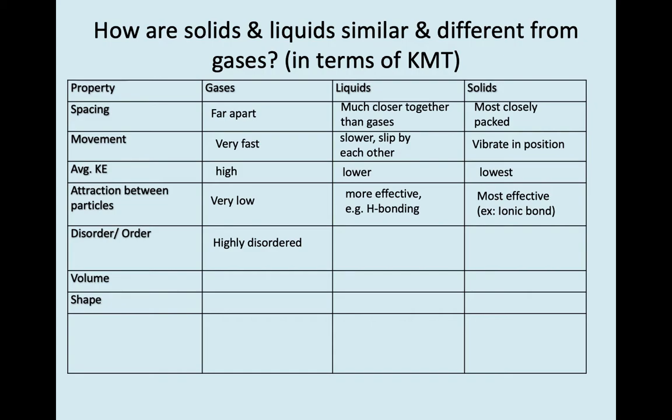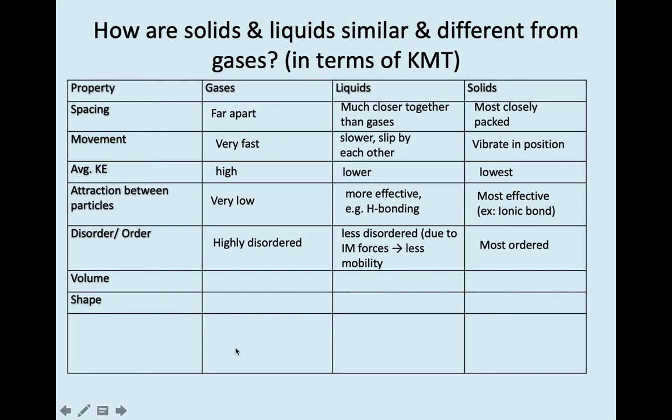Disorder or order, how unorganized are things? Well, gases tend to be really disordered. They go freely, they move wherever they want. There's no organization to them. Liquids tend to be a little bit less disordered due to these forces that pull them together and because they're a little less mobile. And then solids are the most ordered. They tend to be in fixed patterns that don't really change so much.